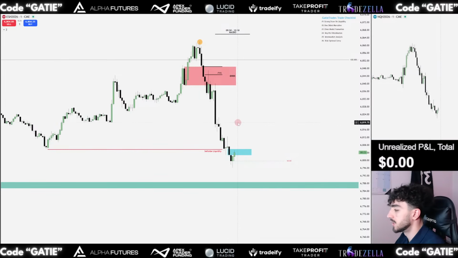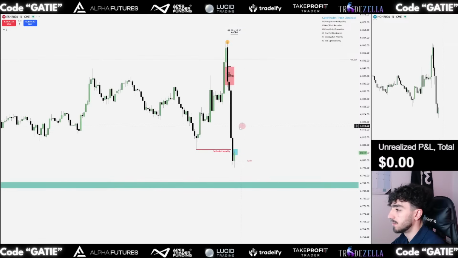I want to see us get above this and then potentially break back lower. I don't want to see it stay heavy. I'm going to demand this 5-minute gets tapped if I'm going to look for a short.